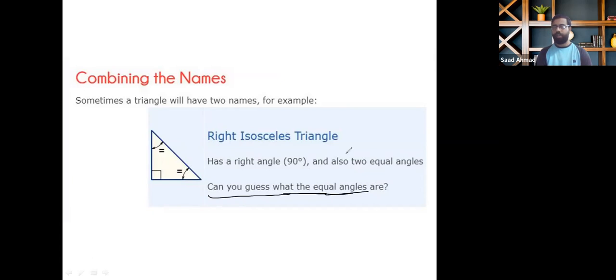Okay, so now there is a question. Can you guess what the equal angles are here? How much is this and this? Obviously this one is 90, right? And the remaining two are equal. This plus this is 90 degrees. So let's say this is x, 2x is equal to 90, so x will be equal to 45 degrees. So a right isosceles triangle has the angles 45, 45 and 90.